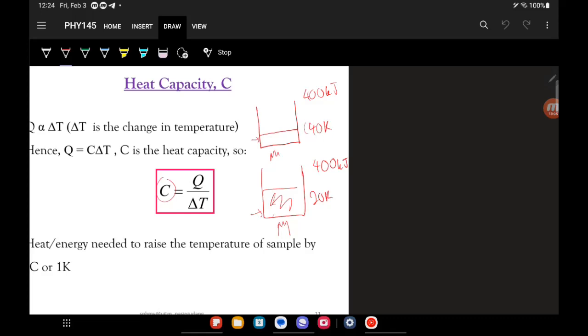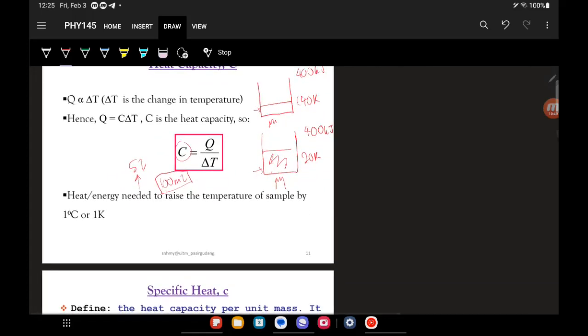You can see that if I were to have a bucket of water, or 5 liters of water, heating up 5 liters is much more difficult than heating up only 100 milliliters of water. This one will take more time, as it requires more energy to increase the temperature compared to 100 milliliters of water.